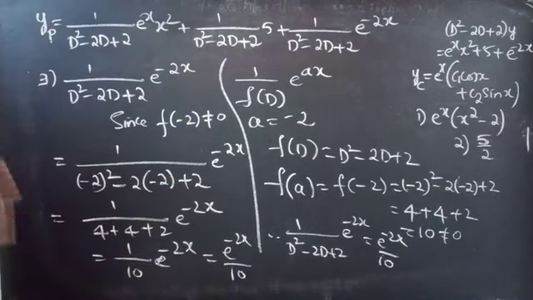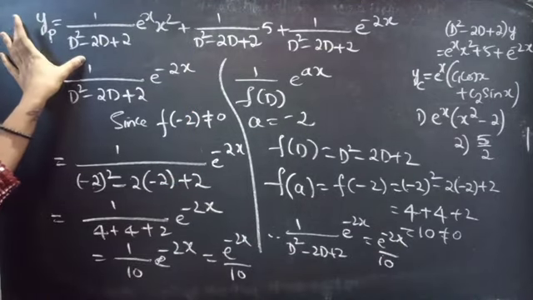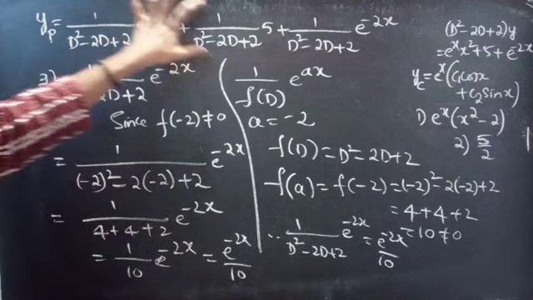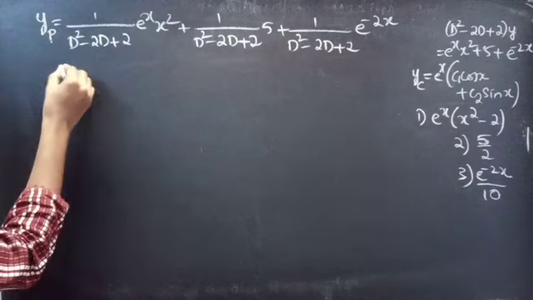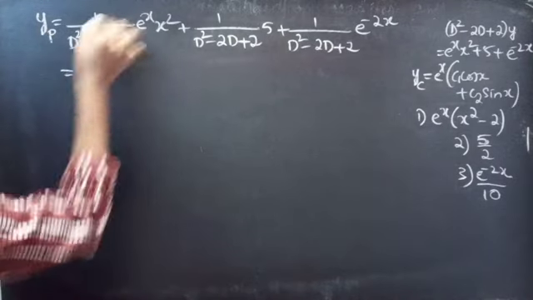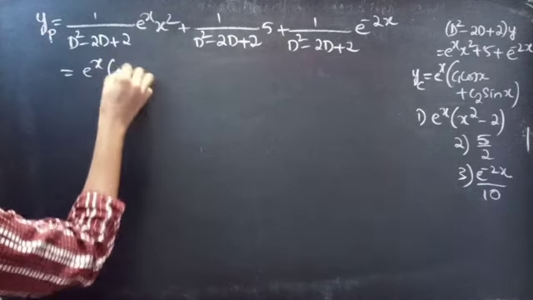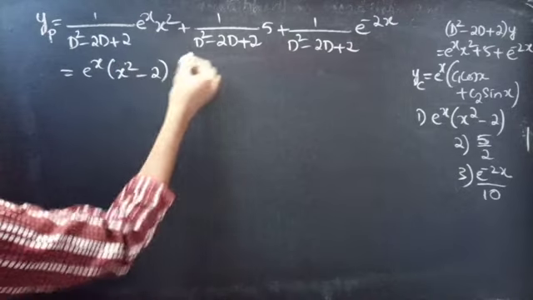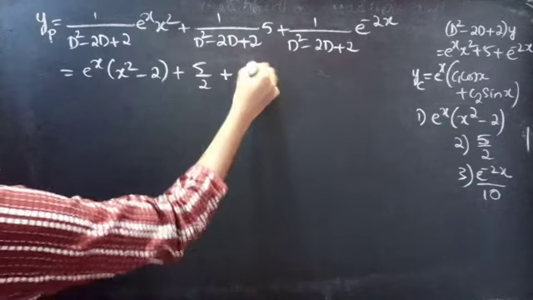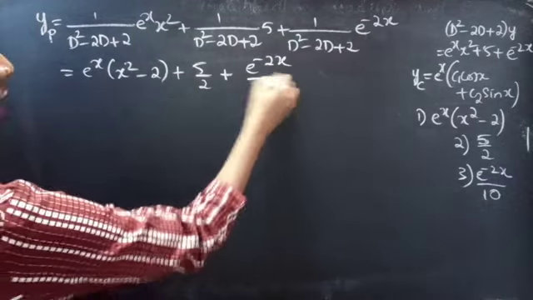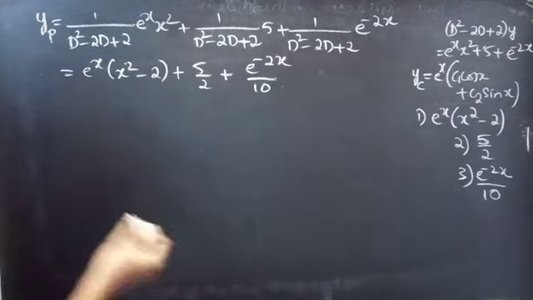So now, coming to yp, we have the results obtained from the first term, second term and third term, right? So let's place all the results obtained in yp. Yp becomes, the result obtained from the first term, e power x into x square minus 2, plus the result obtained from the second term, 5 by 2, plus the result obtained from the last term, e power minus 2x by 10. So we got the required yp.